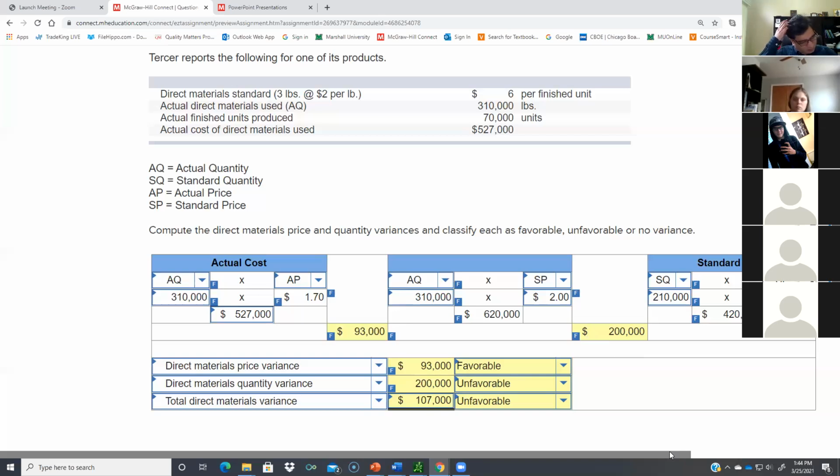Okay, I have a question. Where did you get the 1.70 from? 1.70. Your cost of direct material used is 527,000. Your direct material used are 310,000. So 527 is the total cost you spent for 310,000 units.